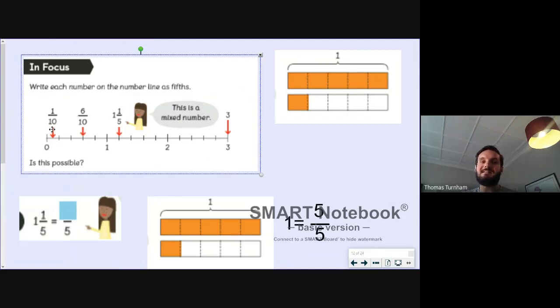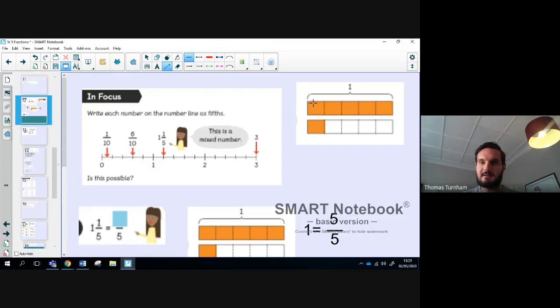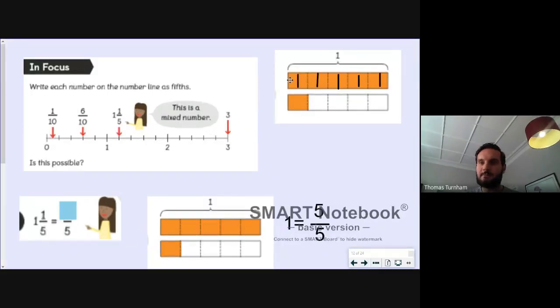Well, if I wanted to split this into tenths, rather than the 5 pieces I've got here, I'm going to need to split each of these in half. It's not very neat, I know, but needs must. So now I've got, let's go back to full screen, 1, 2, 3, 4, 5, 6, 7, 8, 9, 10. My chocolate bar, my whole, is now split into 10.